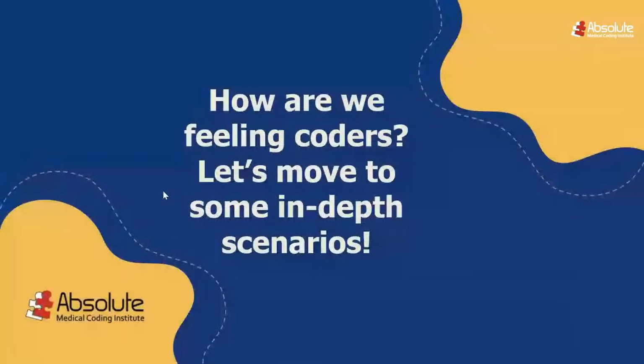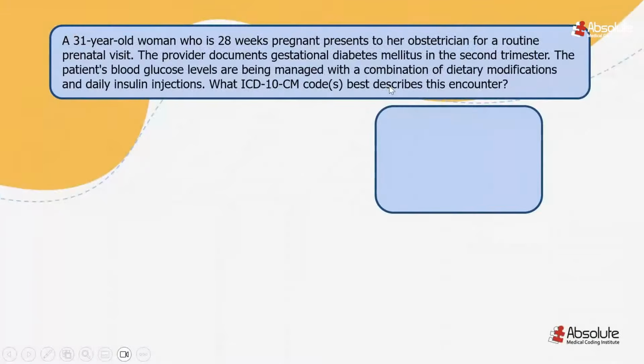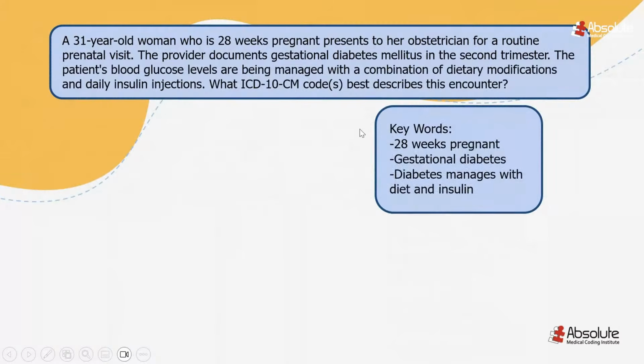Okay, and now that we are back to the PowerPoint, this is going to be our scenario. And what we're taking out of here, like we just went over, is going to be that 28 weeks gestation, the gestational diabetes, and then that gestational diabetes being managed with diet and insulin.